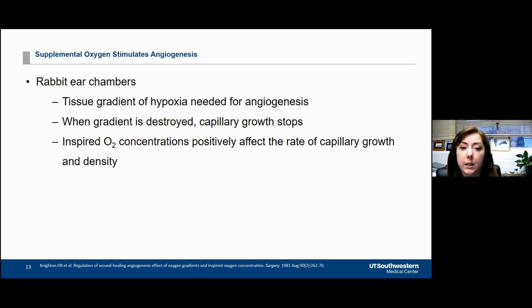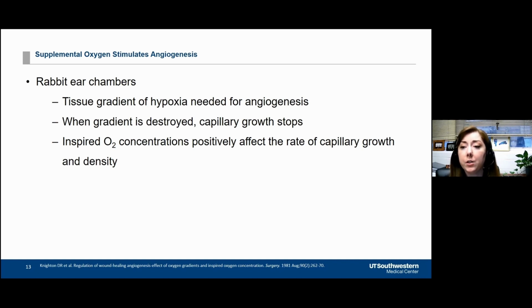Knighton's group did a rabbit ear chamber study where they were essentially looking at the tissue gradient of hypoxia. If you think back to that picture of the hyperspectral image that I showed, the tissue gradient, meaning that the most hypoxic area is in the center of the wound, going all the way out to more and more perfused, essentially to the wound edge. That gradient is needed to have angiogenesis happen. And it makes perfect sense because if that gradient is destroyed, capillary growth stops. This is a built-in feedback loop.